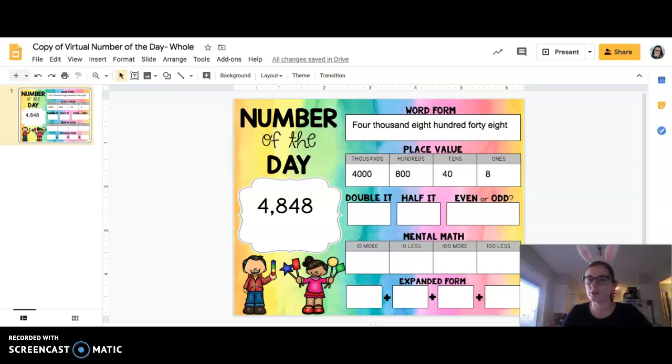Hello and welcome to day 3 of our number of the day. We're going to be looking at the double it, half it, or even or odd today.